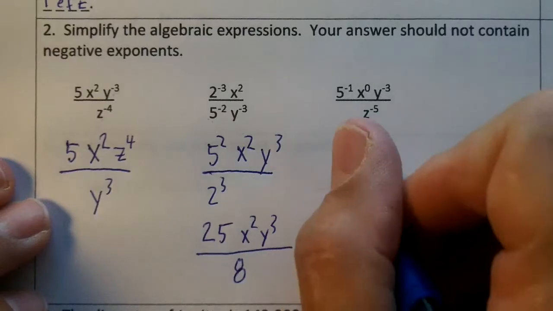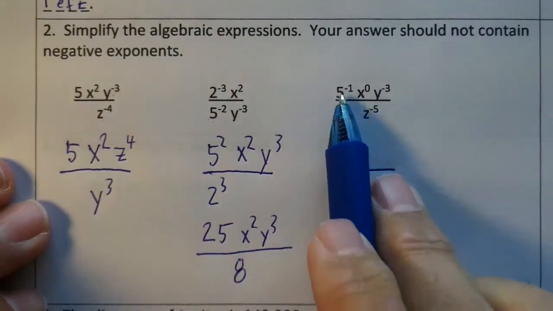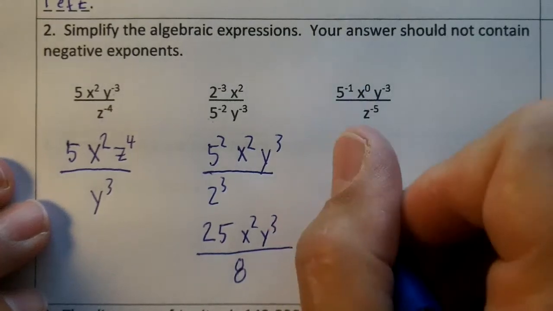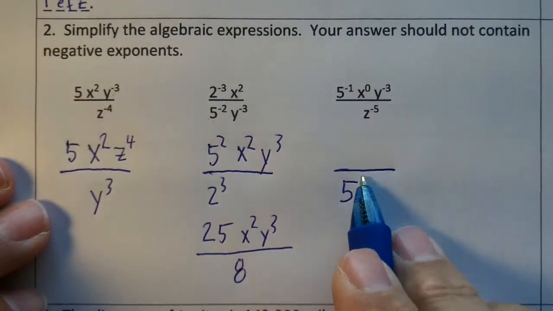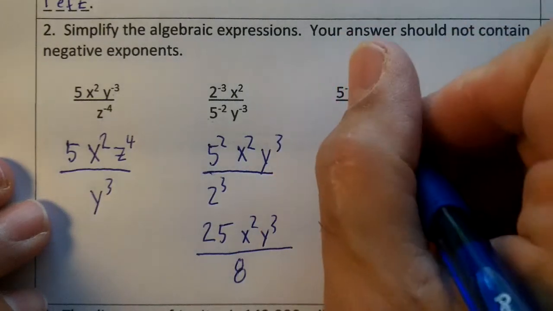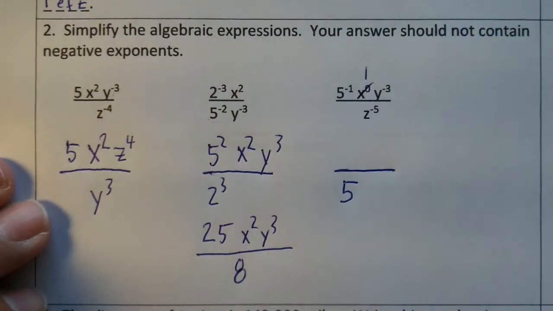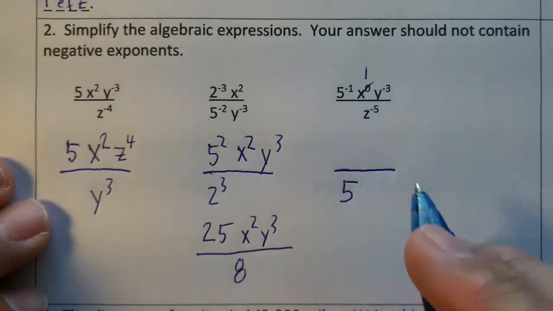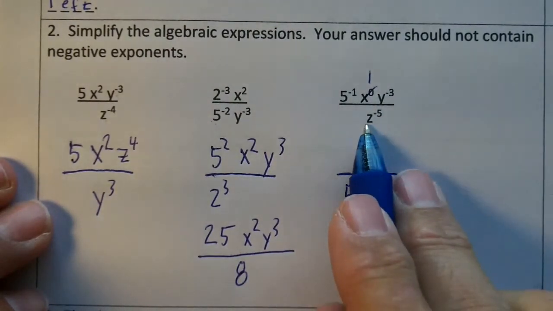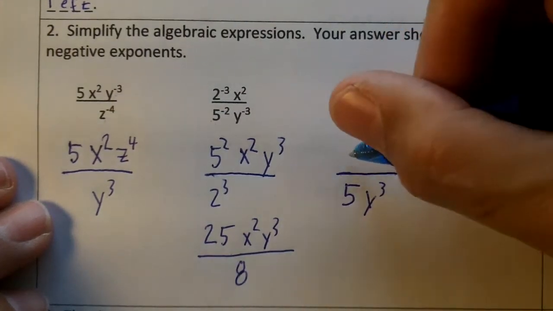Number 2, draw your fraction bar. If you have negative exponents, draw a fraction bar. The 5 to the negative 1 will go to the bottom. And 5 to the 1 is just 5, so I'm going to leave it 5. The x to the 0 is going to be 1, isn't it? The y to the negative 3 will go to the bottom. It'll be y to the third. The z to the negative 5 will go from the bottom to the top, won't it?